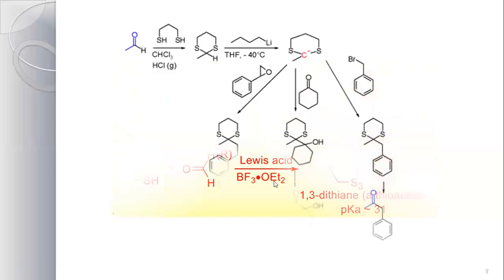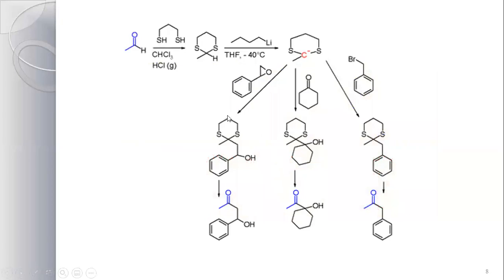So let's do an example. What happens in this? The carbon is attacked by the thioacetal. Now, due to the electronegativity of both sulfur groups, this is an acidic hydrogen. Now, what happens? This base abstracts a proton and releases a carbanion here. Then we can do many reactions. This can attack an epoxide, this can attack a ketone, and this can react with an alkyl halide.